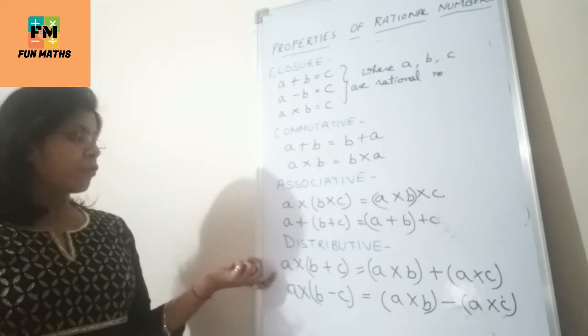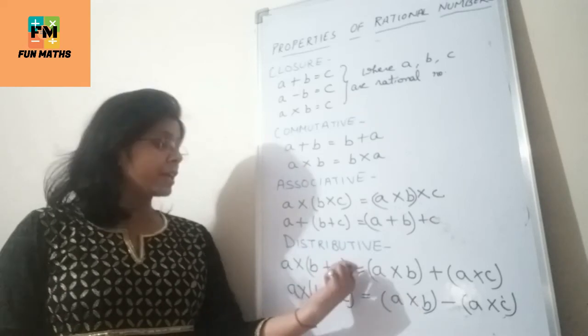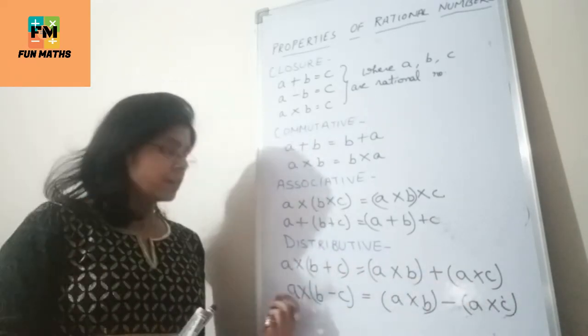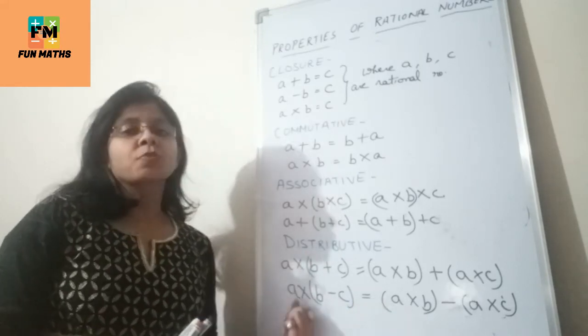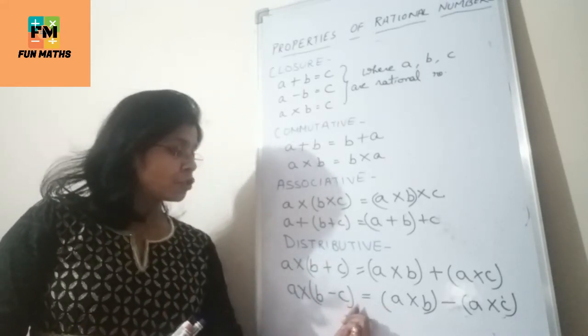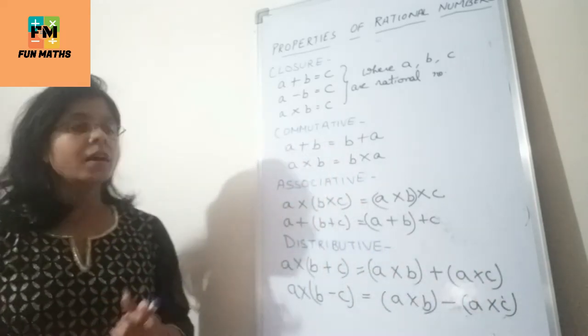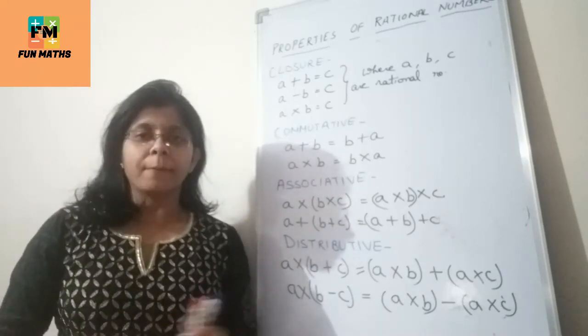So, distributive property of multiplication over addition, we will be writing a into (b plus c). We can say it is equal to ab plus ac. Now, distributive property of multiplication over subtraction would be a into (b minus c) should be equal to ab minus ac. Here, we have completed all four properties of rational numbers.